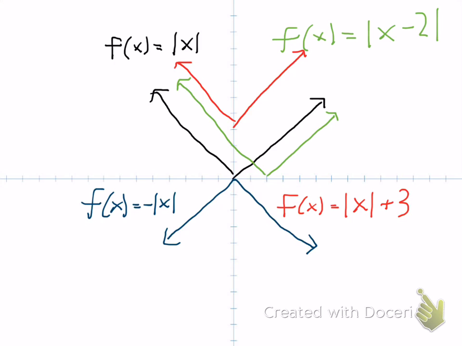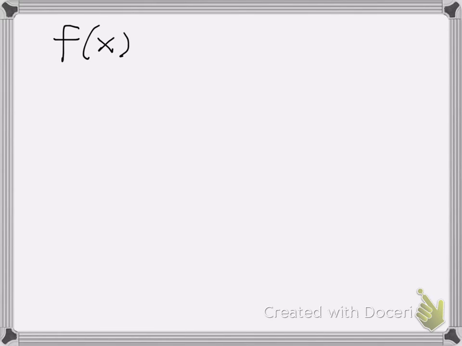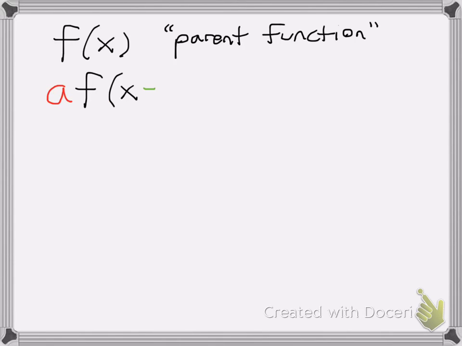We can add something on the inside of the absolute value to move it left or right. We can add on the outside to move it up or down. And we can also multiply it by something to flip it upside down or to change the slope. So that's true of functions in general, not just the absolute value function. So if I give you any function f of x, what we call the parent function, then I can transform the parent function with these 3 other letters, a, h, and k. So we call this a transformed function.